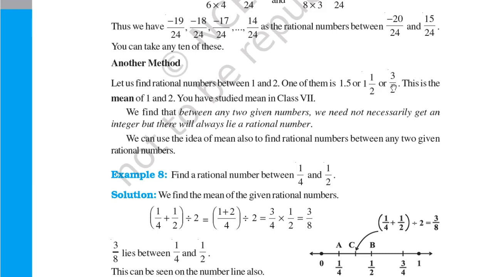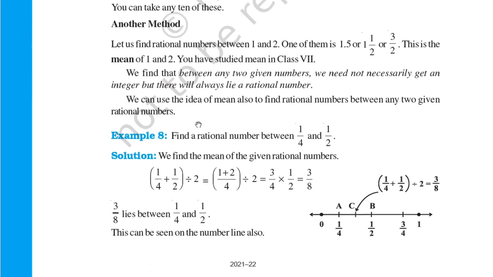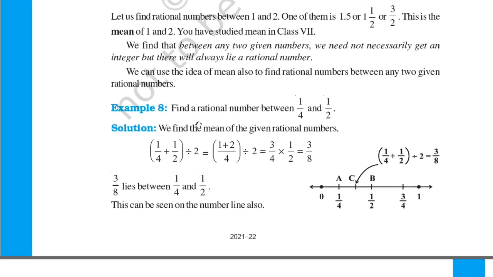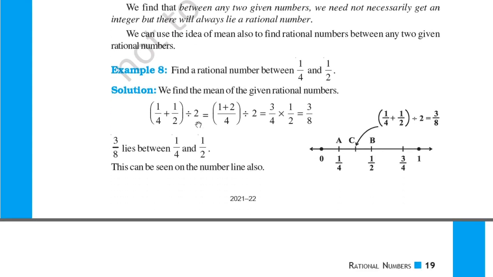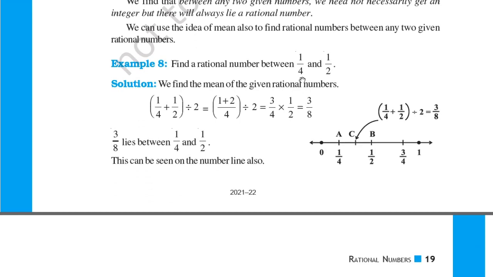This means that, as you have studied in class 7th, between any two given numbers we need not necessarily get an integer, but there will always lie a rational number. So we can use the idea of the mean also to find a rational number between any two given numbers. So find a rational number between 1 by 4 and 1 by 2.